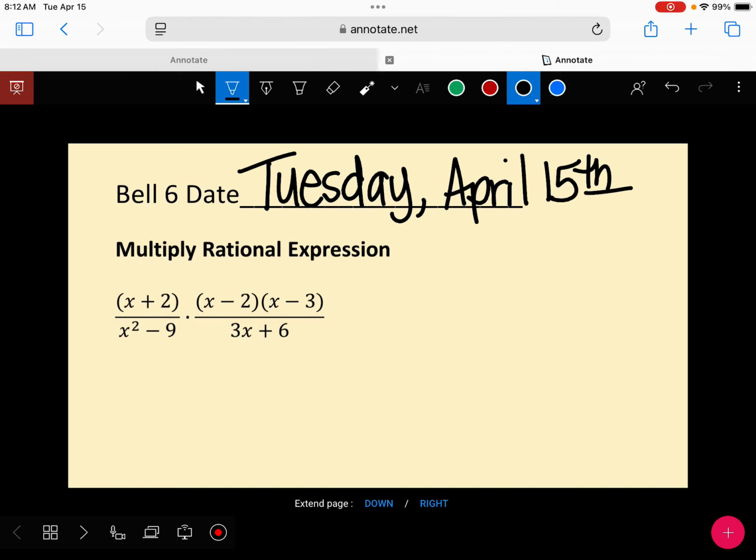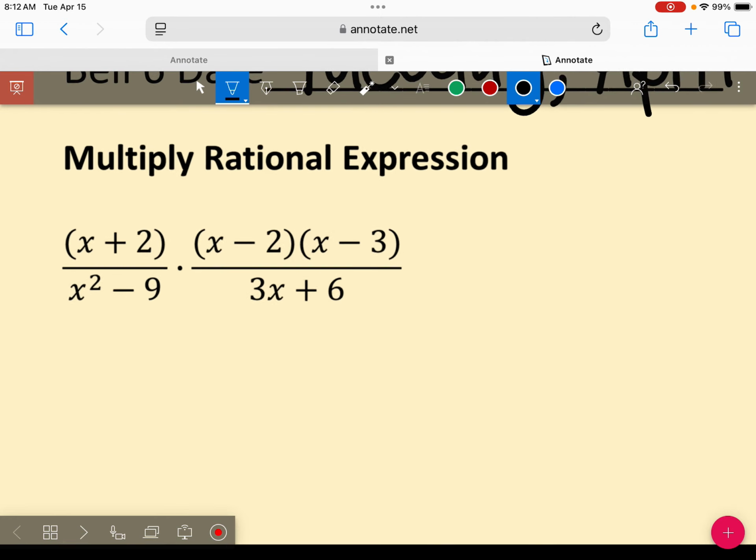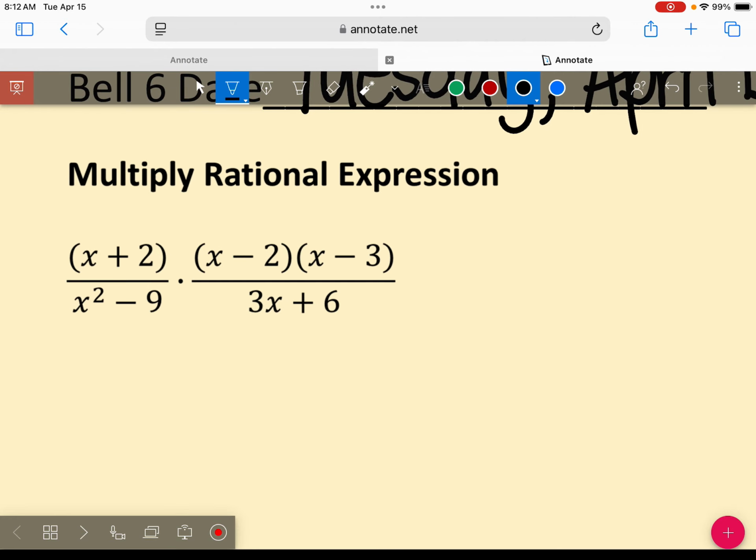Do we need to flip the fraction for our bill work? How do you know? It's not division. So all we're going to do is factor. And the only thing that can be factored in this particular example is the x squared minus 9. And then this has a GCF. So let's go ahead and start breaking that down.